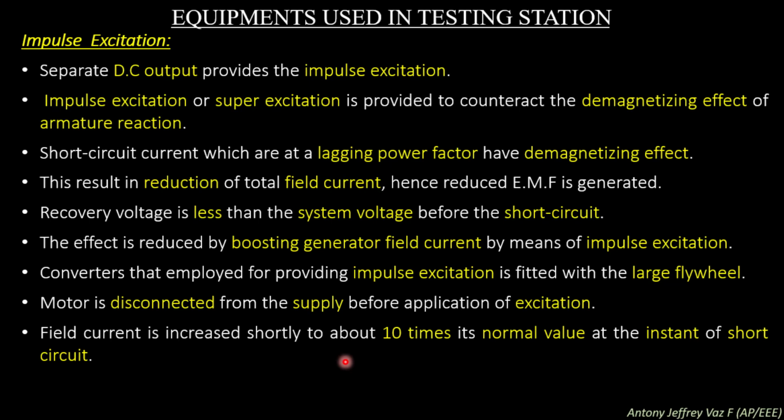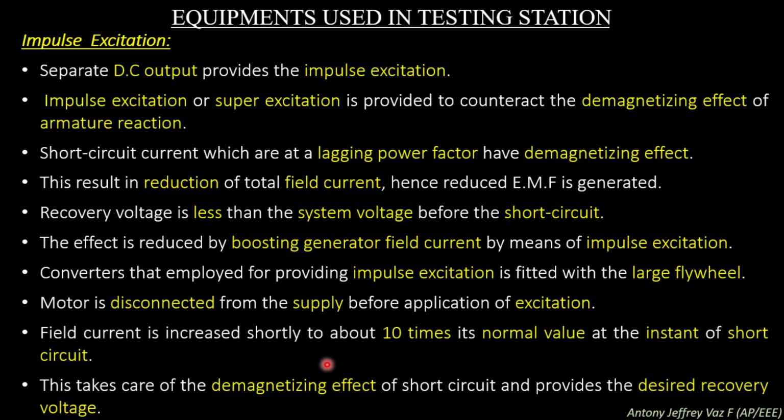So, the field current while short circuit is made is increased to a higher level, compared to 10 times its normal value, so that the short circuit current will be of higher level when compared to other currents. This takes care of the demagnetizing effect of short circuit and provides desired recovery voltage.